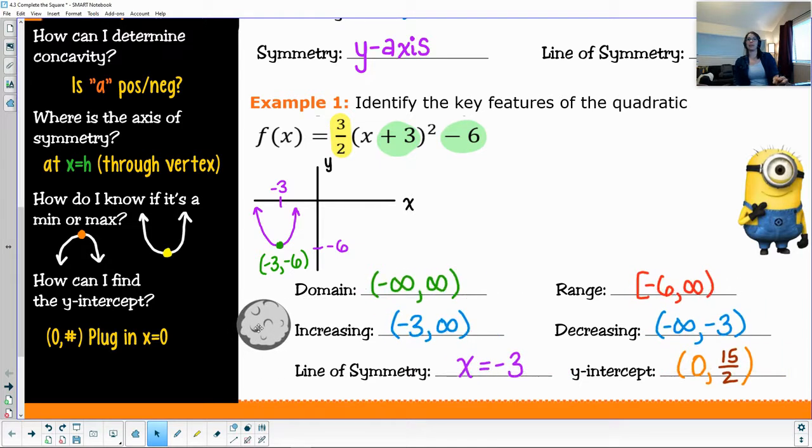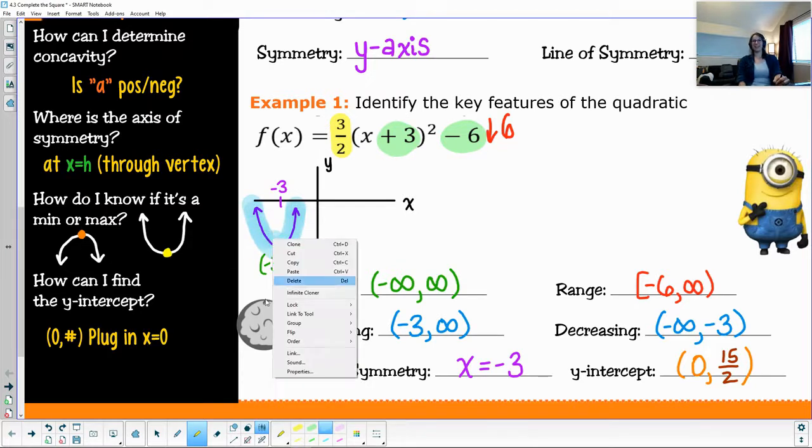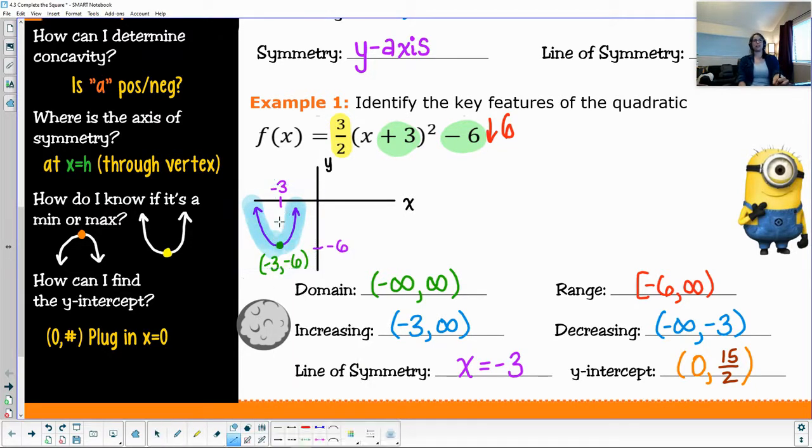So hopefully domain is still all real numbers. I can square any number. The range, I can see that it shifted down 6. So that's kind of where I can see that range. Increasing and decreasing. So it's increasing from 3 to infinity, decreasing from negative infinity up to 3. And I can see that line of symmetry is right there at x is equal to -3.